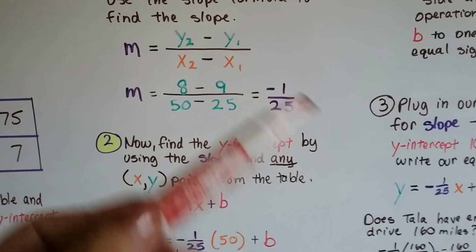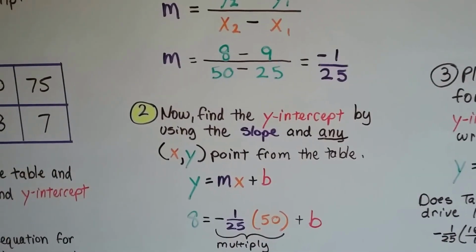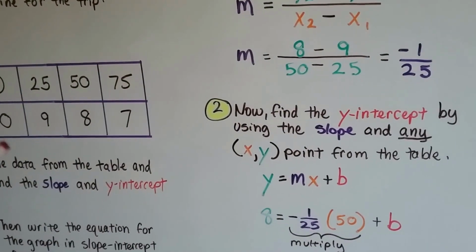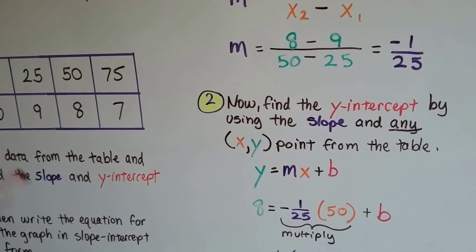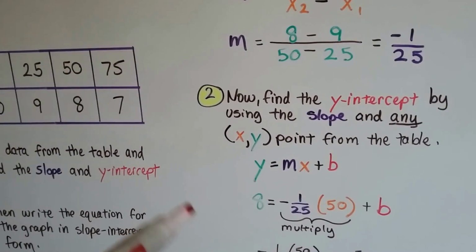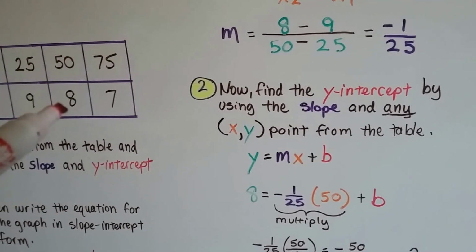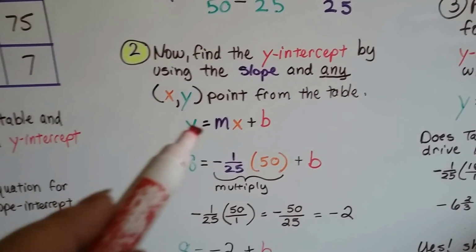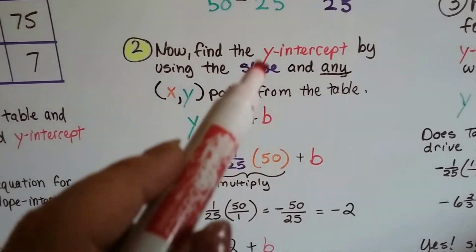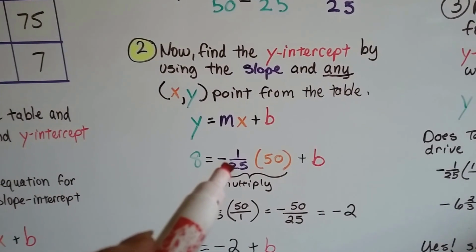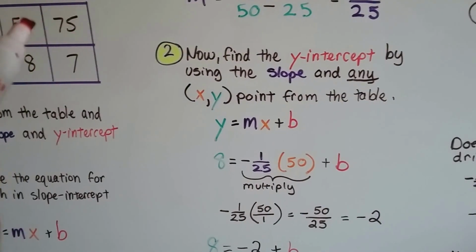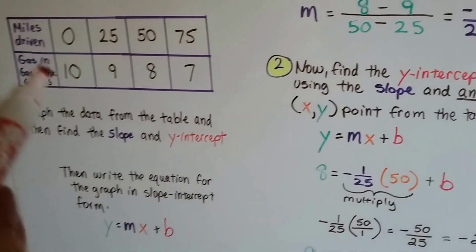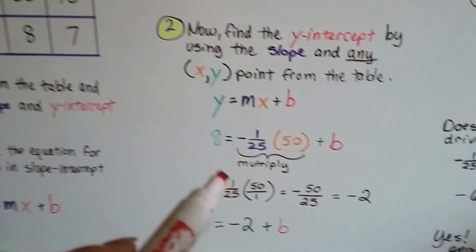So now that we've got that slope, now we can find the y-intercept by using that slope and any of the points on this table. So I chose the 50 and the 8 as my x and y to find the y-intercept. And I plugged them into the formula with my slope of negative 1/25. So here's the 50 for the x, and here's the 8 for the y. See? Because this is x and this is y.